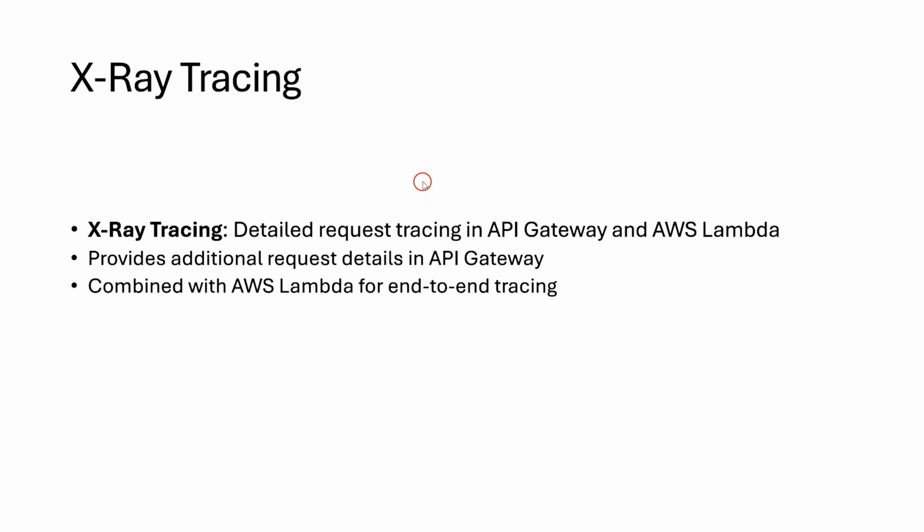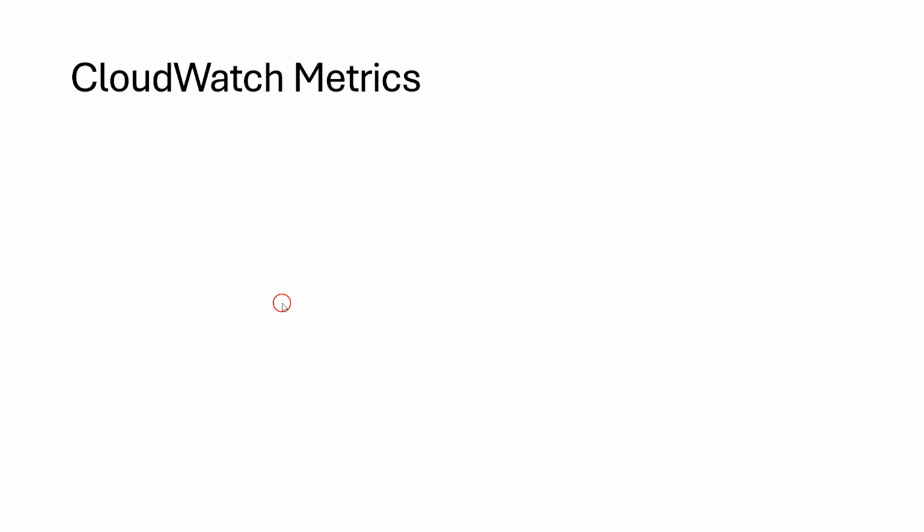So by enabling X-Ray tracing, you will get these features. You will get detailed and additional information in a visual manner, and combined with AWS Lambda, you will get end-to-end tracing. By using this, you can easily identify any bottlenecks, understand latency issues, or optimize your API further. And moving on to the next slide, that is related to CloudWatch metrics.